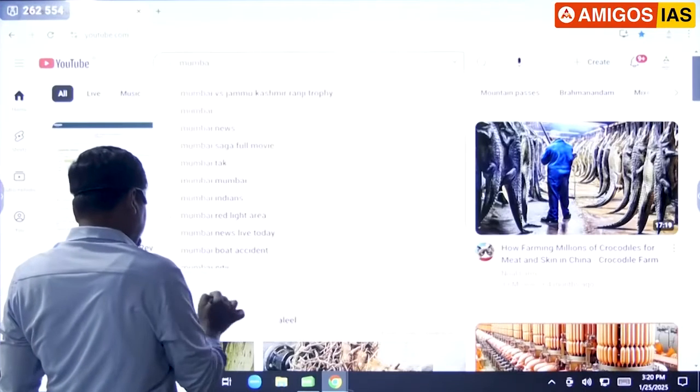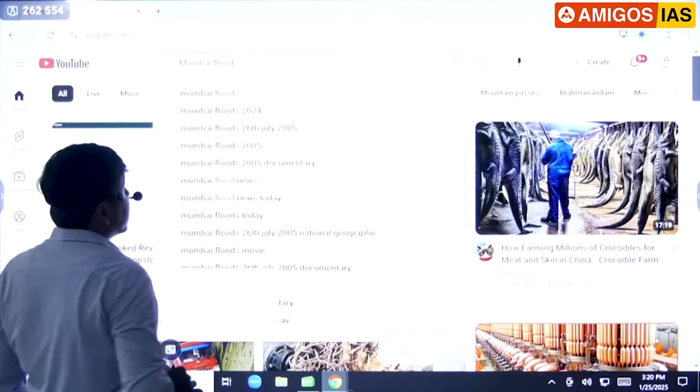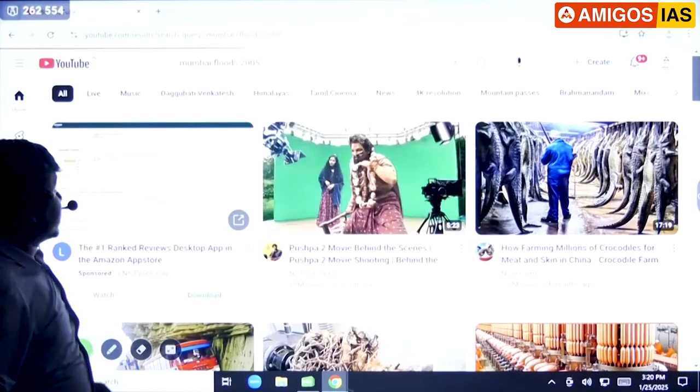Mumbai flood. It became very famous by the name of the Mumbai flood. So, the 2005 flood.